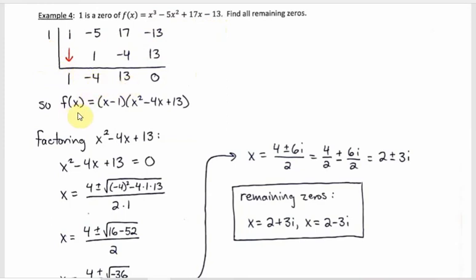You can say, well then, 1, negative 4, 13, there's where that's going to show up. That's going to be a factor of that polynomial. So that's what you get when you multiply x minus 1 by this. You should get the original polynomial back out. So you've got x minus 1 times x squared minus 4x plus 13. We know what the root of that is, the x minus 1. So then we just got to get the roots of this.